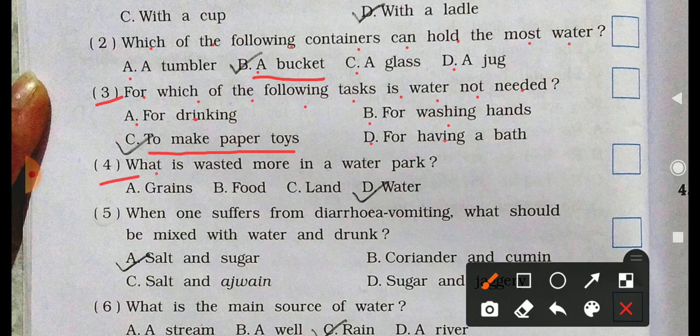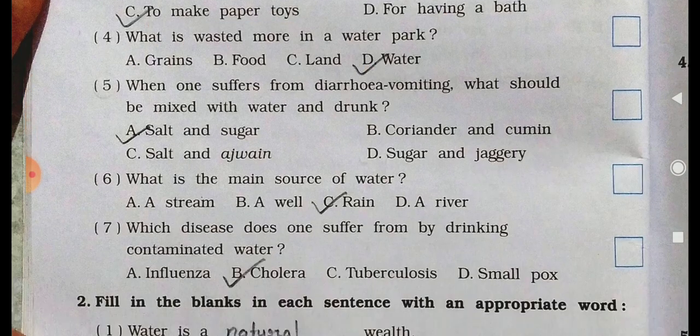Four number. What is wasted more in a water park? A, grains. B, food. C, land. And D, water. So in a water park, mostly water is wasted. So water is the right answer. Now see the five number.